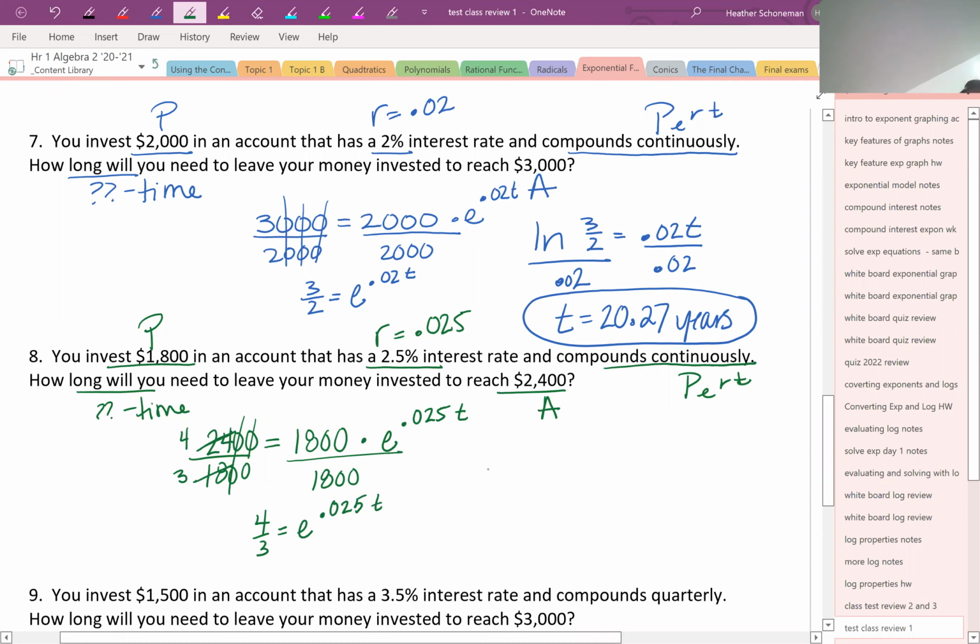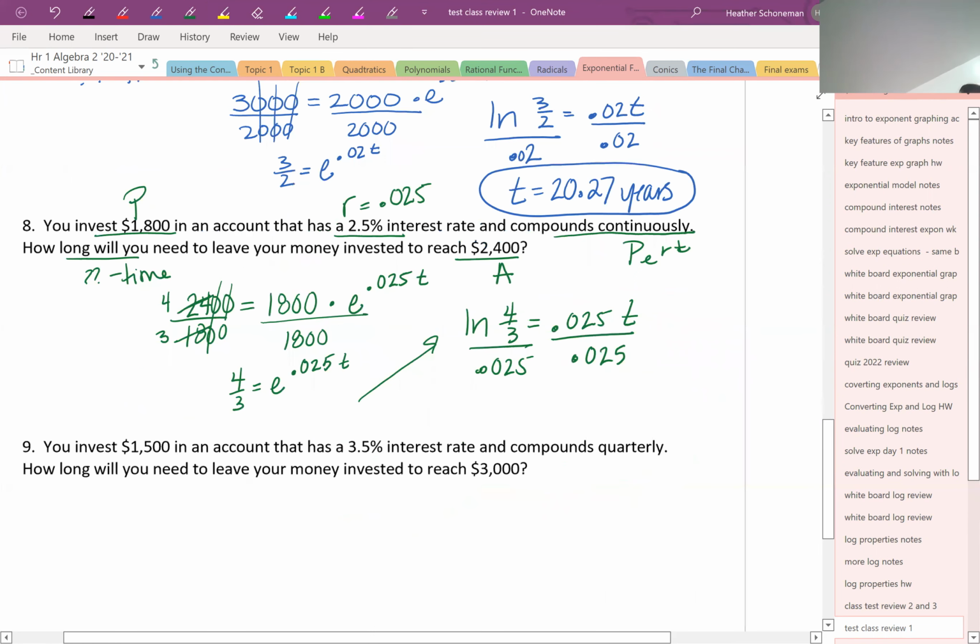Okay, we can do this, rewrite it. So we have log base E, which is the natural log of 4/3 equals 0.025 times T. So to get our final answer, we're going to divide by 0.025. We have definitely done this before when we're dealing with logs. We can continue to do it.